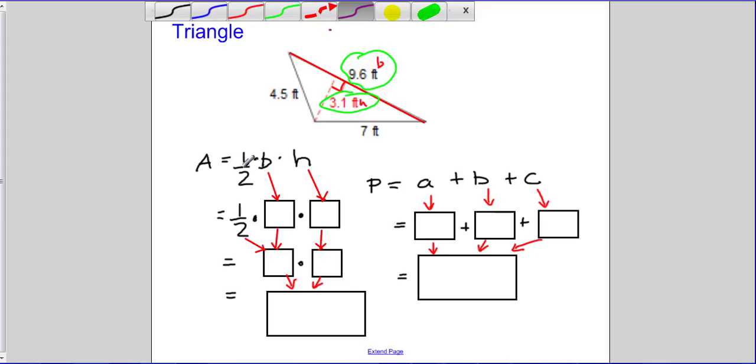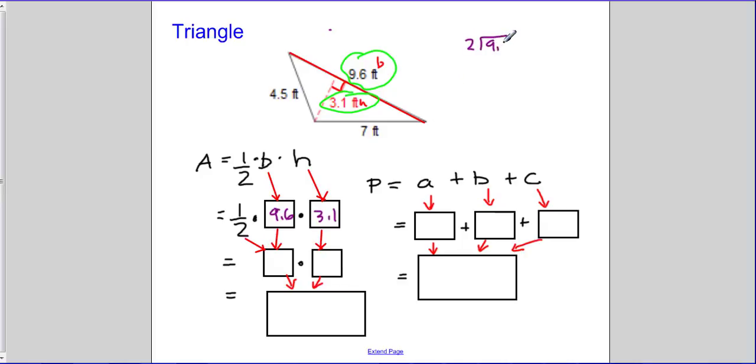So now the formula of triangle, the area of triangle is 1/2 base times height, so I replace B with 9.6, and I replace H with 3.1. Now I'm going to take half of 9.6. If you can do this mentally, that's going to be 4.8. If you can't do it mentally, another way is you divide 2 into 9.6.